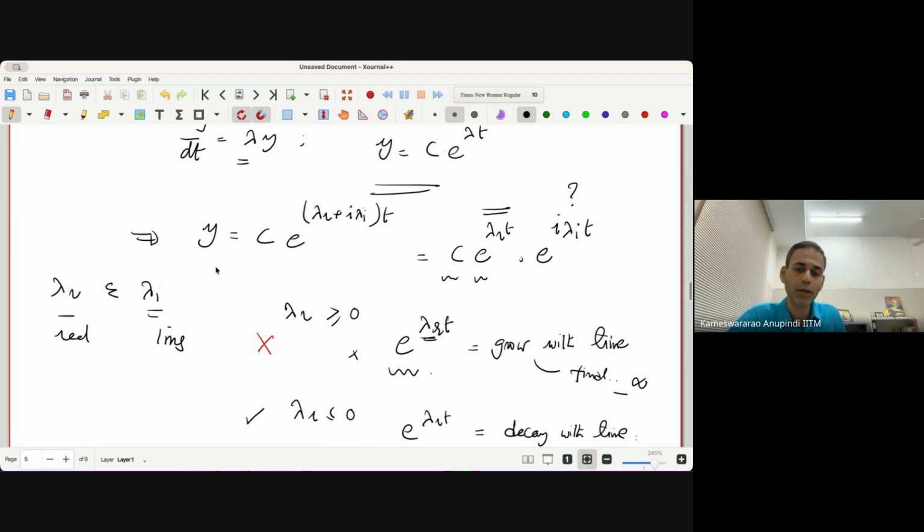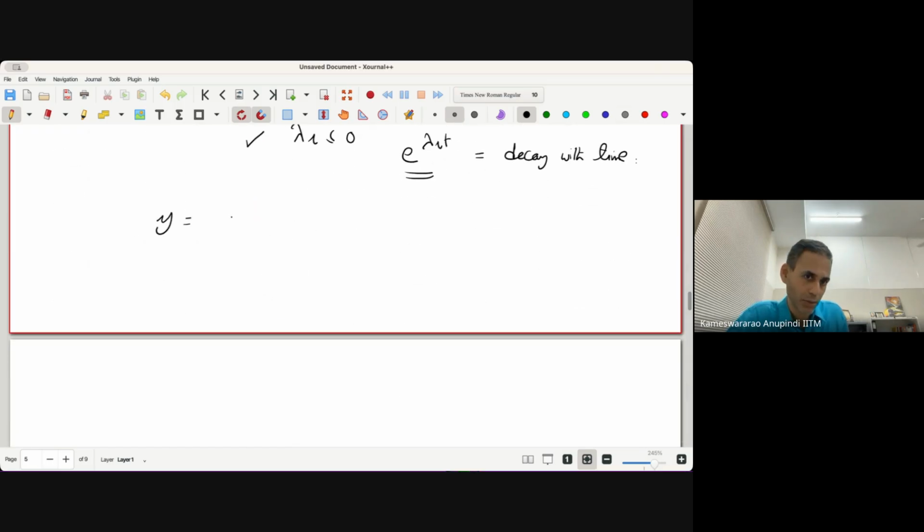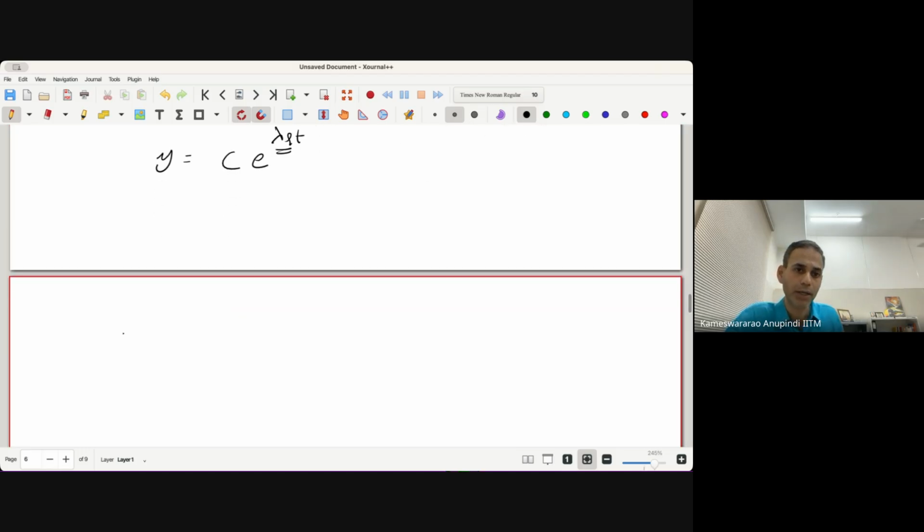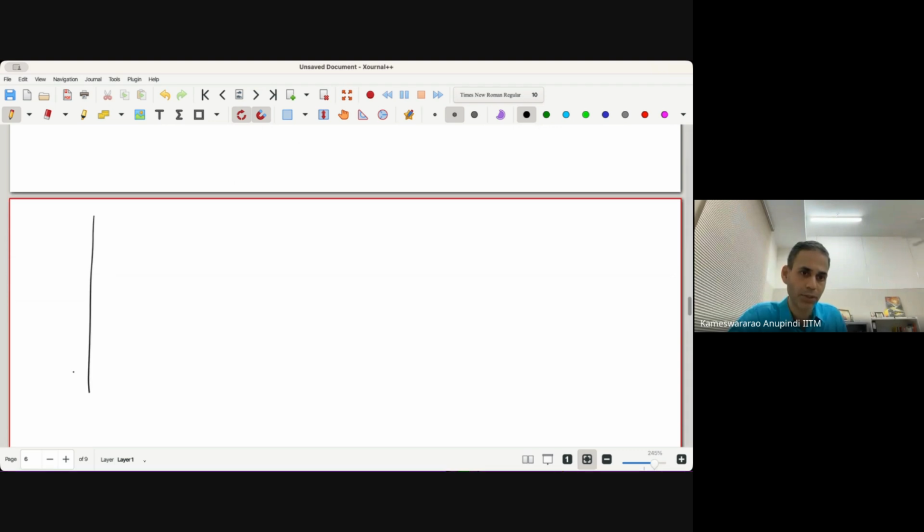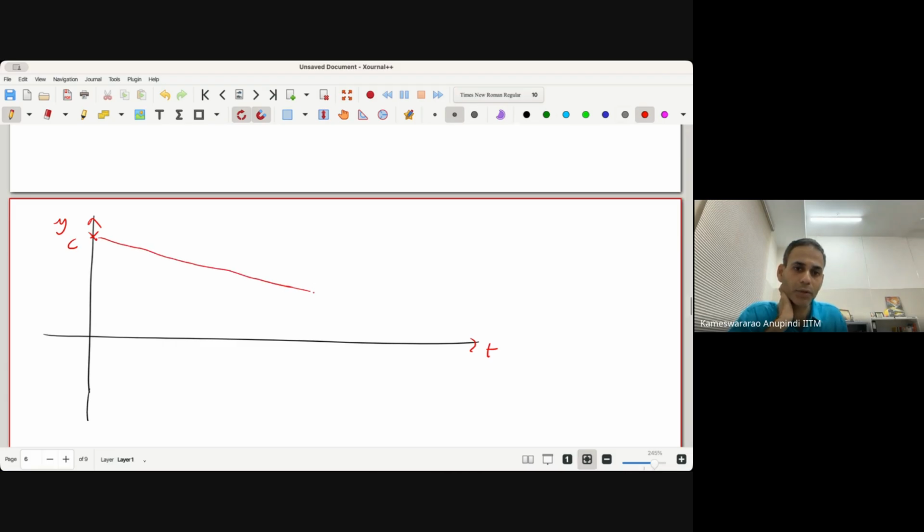How will the solution look? Then we have y equals c times e to the power lambda r t, and we said this is a constant and a negative value. If I were to plot this solution, on the x-axis you have time, on the y-axis you have y, some constant times e to the power lambda r t, where at t equal to 0 you have some value. So this is your constant, and then it is going to decay exponentially with time.